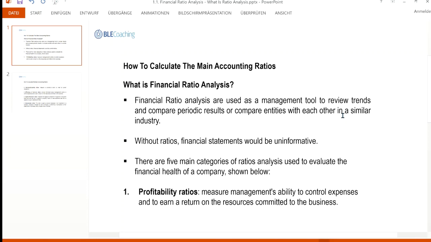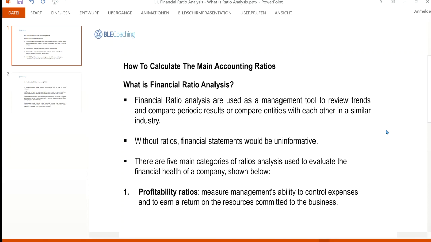So what is financial ratio analysis? Financial ratio analysis is used as a management tool to review trends and compare periodic results, or compare entities with each other in a similar industry. Without ratios, financial statements will be uninformative.